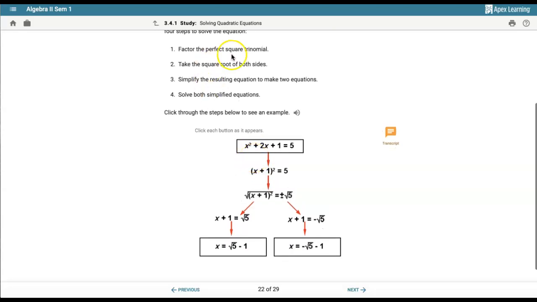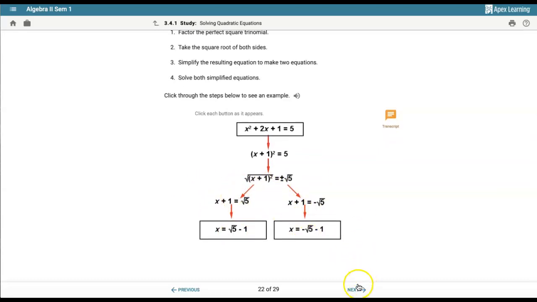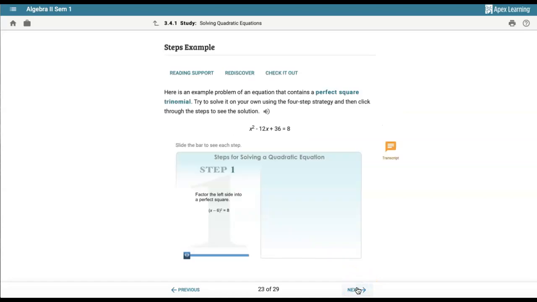So again, we factor the perfect square. We factor the left-hand side if it's a perfect square. Then we take the square root of both sides. And when we take the square root of a constant, we have to have the positive version and the negative version. That's fine with us because that's how we get our positive answer and our negative answer. Then we just solve from there. So again, those are the steps for solving a perfect square trinomial.